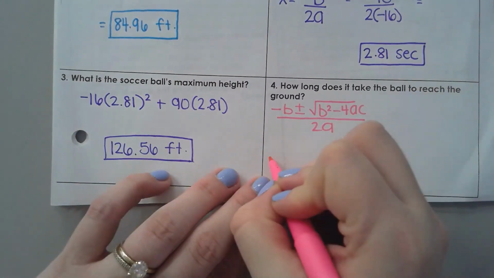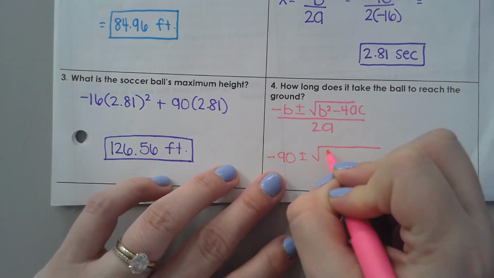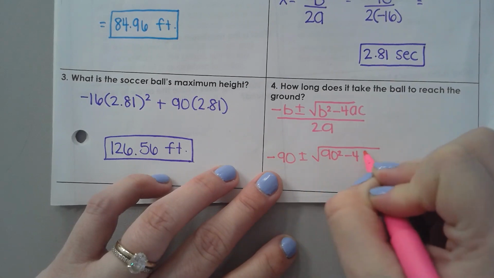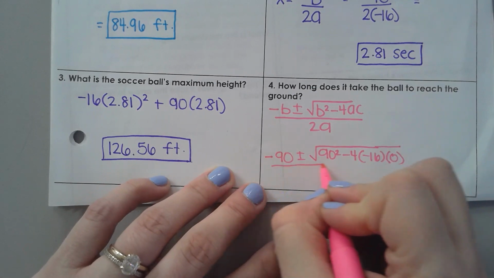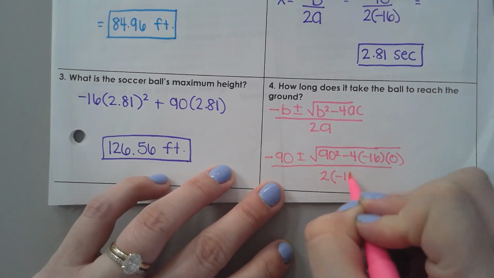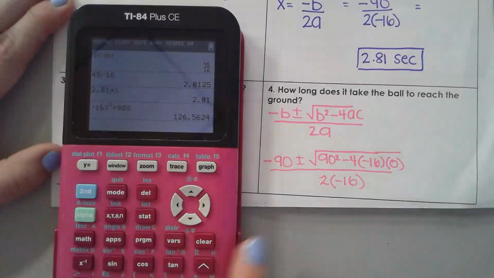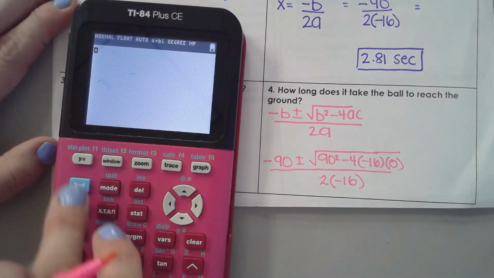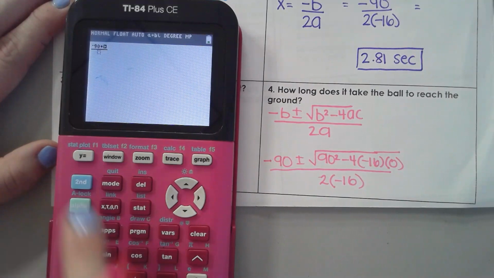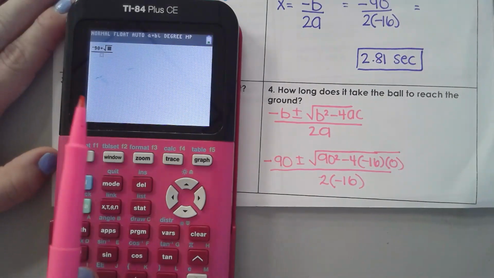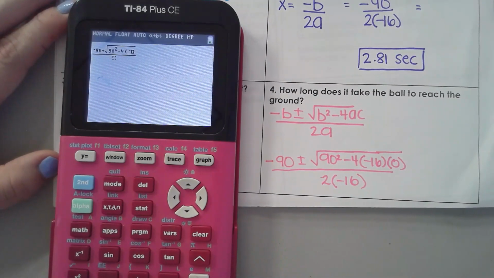So this would be negative 90 plus or minus square root 90 squared minus 4, negative 16, 0 is my C, all over 2 times negative 16. So I'm going to type it all in the fraction, once with the plus, once with the minus.